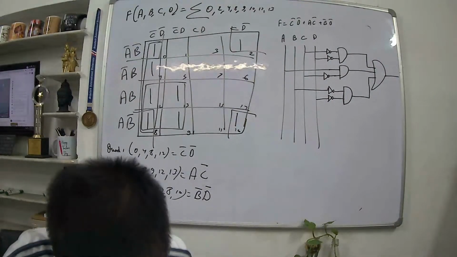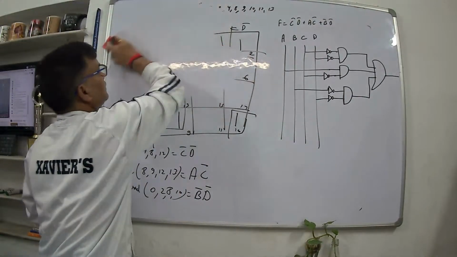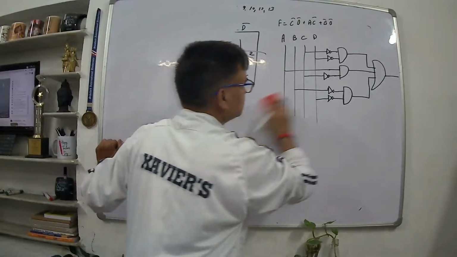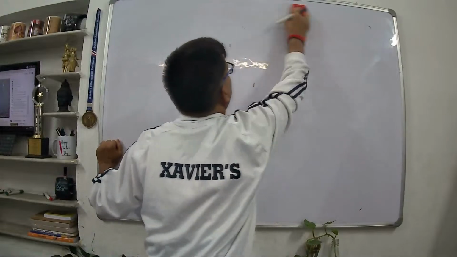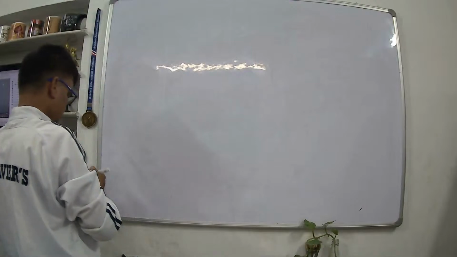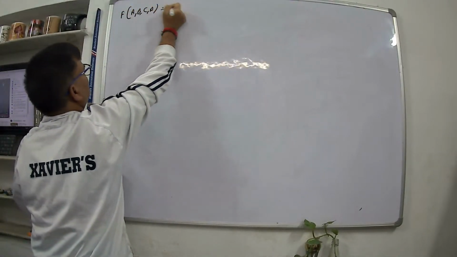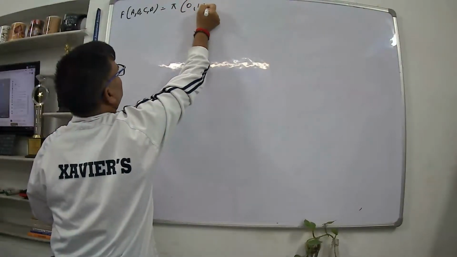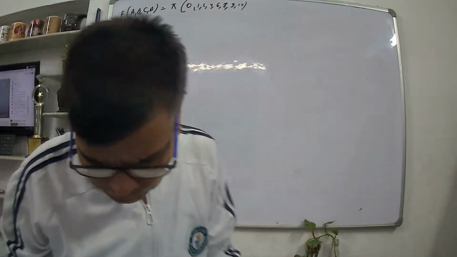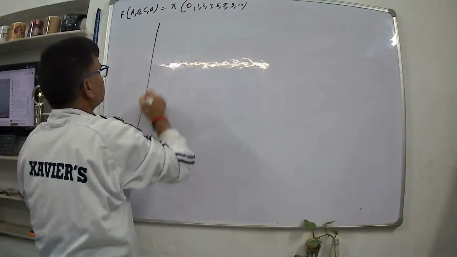Let's take one POS. 0 1 2 4 6 8 9 10. F of A, B, C, D is equal to sigma 0 1 2 4 6 8 9 10. See the question: 0 1 2 4 6 8 9 10. Now we will first make the truth table.